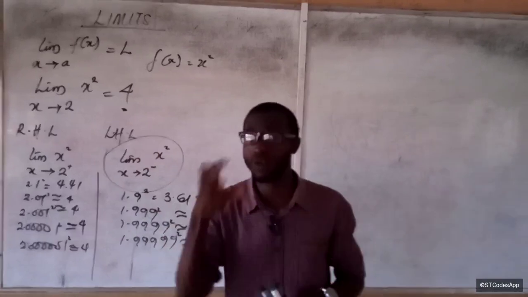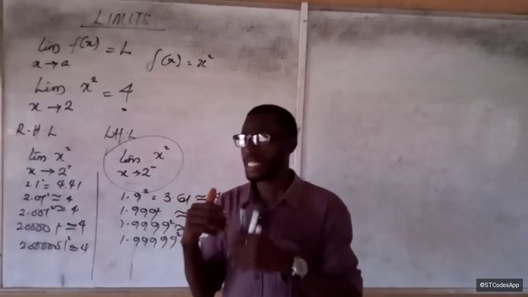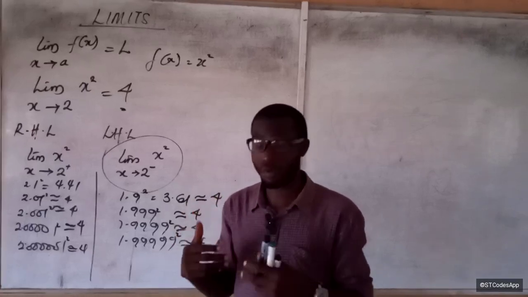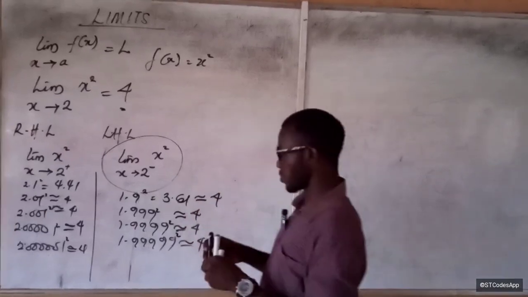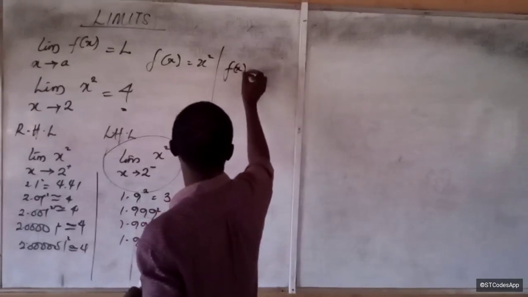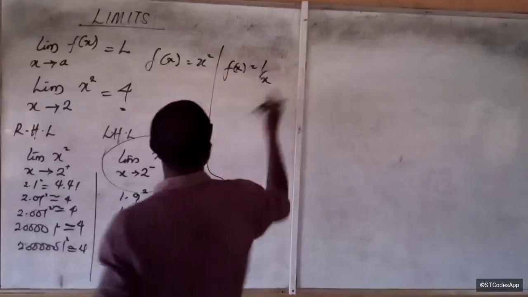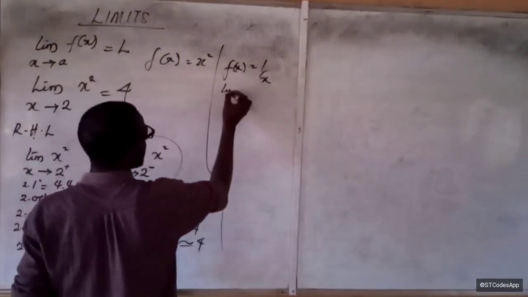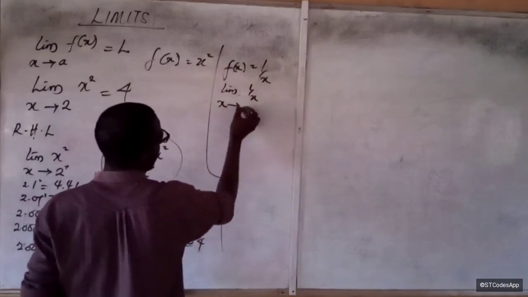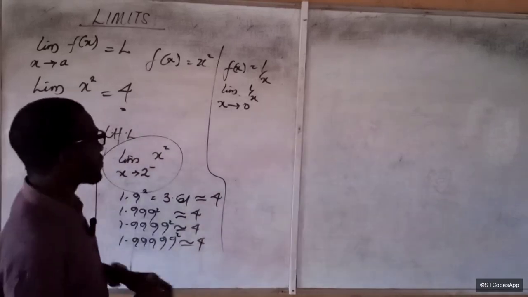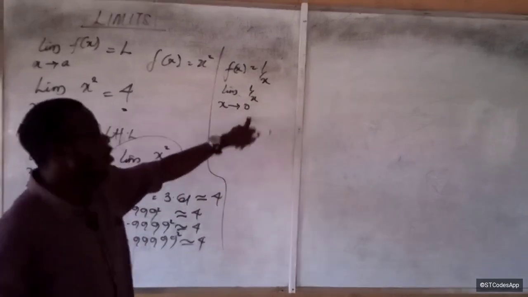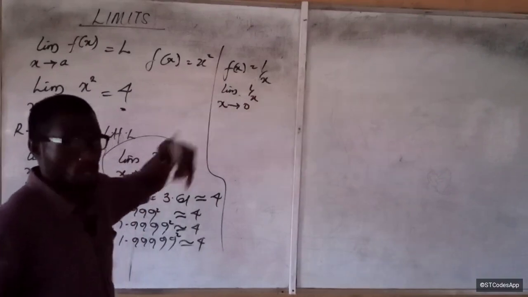Now, let me give you an example of such a function. I'm going to talk about some other functions as well. The very typical example is the piecewise function. But let's take this function for example. If f of x is 1 over x, is that okay? Let's take this limit: the limit of our function 1 over x as x approaches 0, or the limit as x approaches 0 of 1 over x. Those are the two possible ways you can read it.